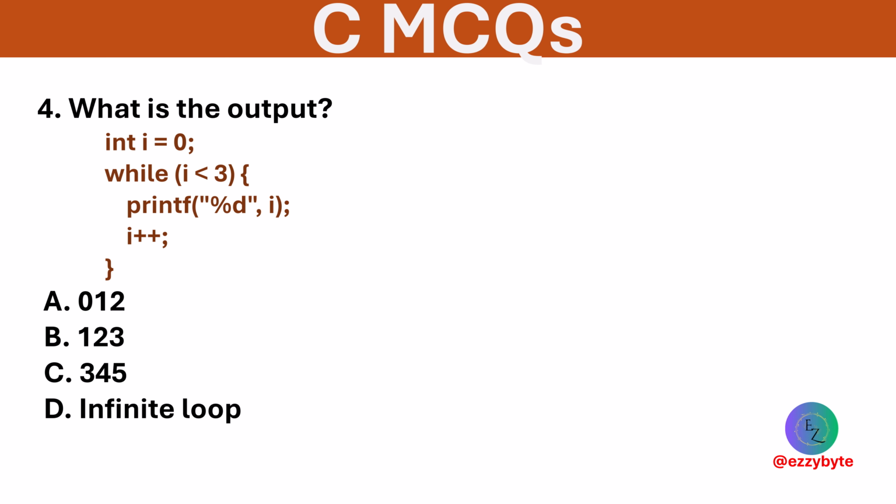What is the output of the following? Options are 0, 1, 2; 1, 2, 3; 3, 4, 5; and an infinite loop. Option A is correct. The loop prints values 0, 1, and 2.